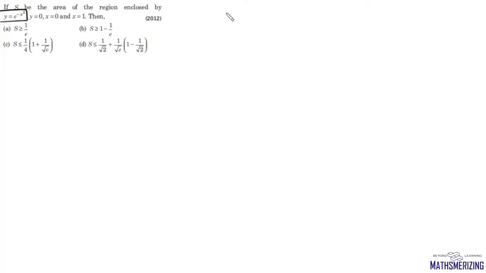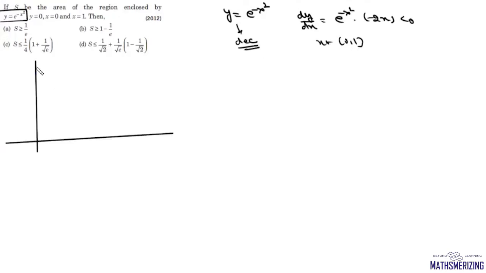Now if we look at this function, which is y equals e to the power minus x square, then dy by dx will be e to the power minus x square into minus 2x. Now when x lies between 0 and 1, this is less than 0. So that means this function is a decreasing function. So we can draw an approximate graph of this function like this. Now at 0, this value is 1. And at 1, this value is 1 upon e.